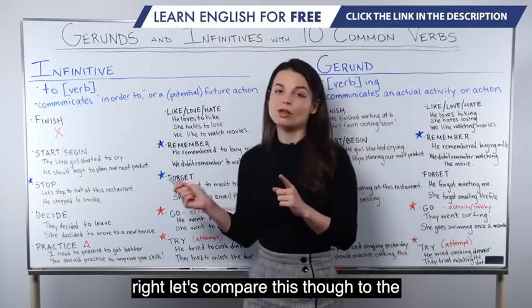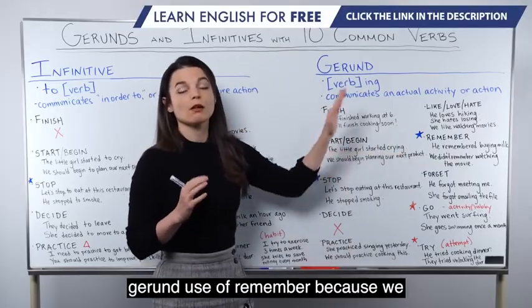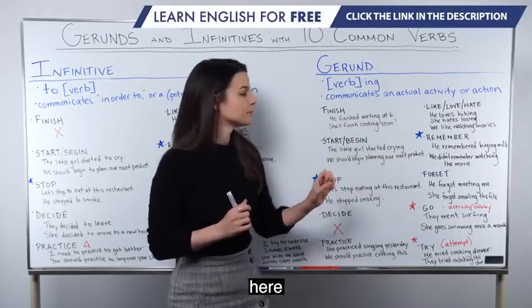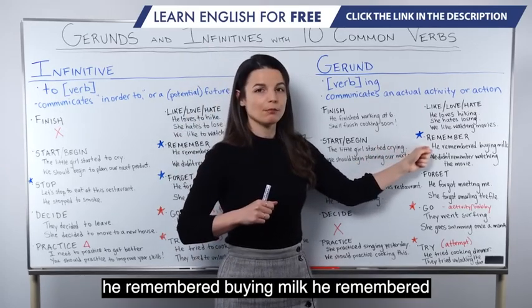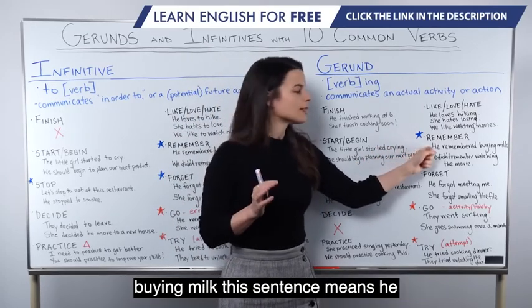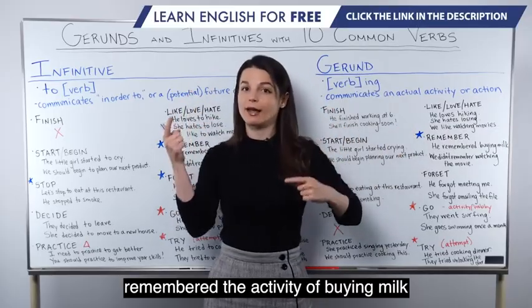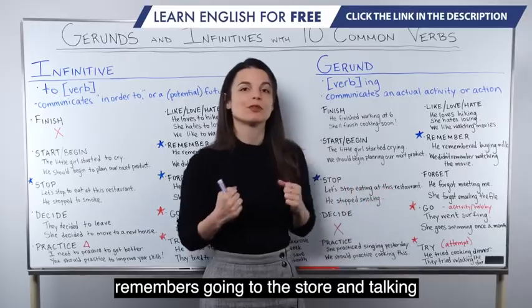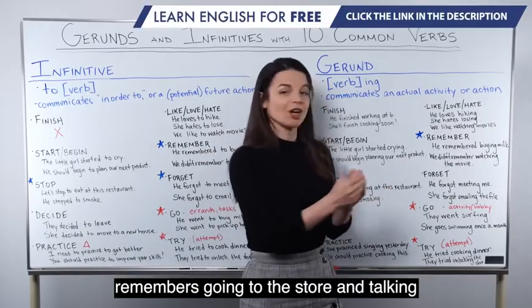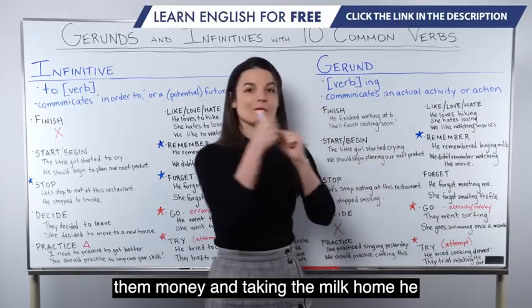Let's compare this, though, to the gerund use of remember, because we communicate something very different here. He remembered buying milk. This sentence means he remembered the activity of buying milk. That means he remembers his actions. He remembers going to the store and talking to the staff at the store and giving them money and taking the milk home.